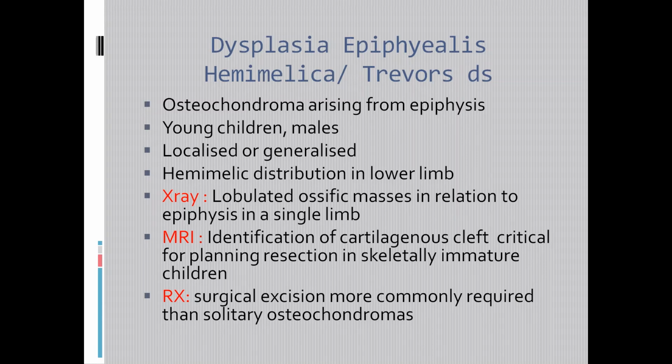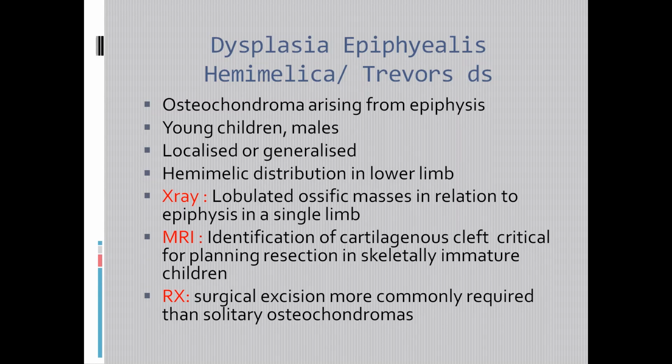Typically affects young children, males. It can be either localized or generalized, but it will involve a single limb, mostly the lower limb. Ankle involvement is more common than the knee. On radiograph, we have lobulated ossific masses in relation to the epiphysis involving a single limb.